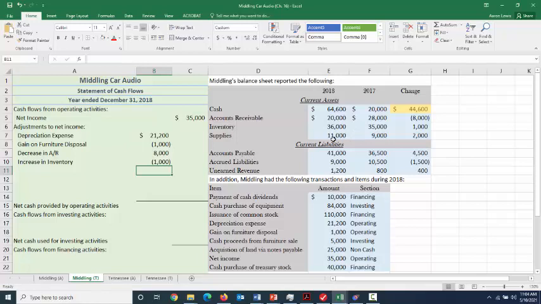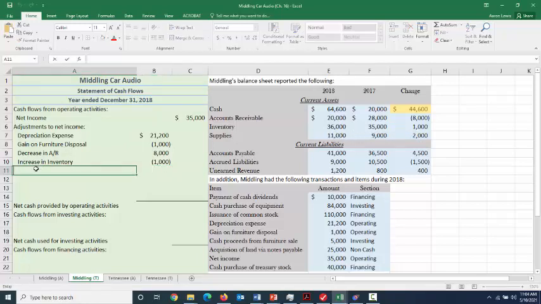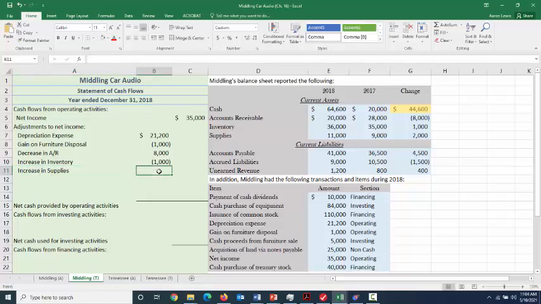And lastly, we had supplies with an increase of $2,000. We must have paid more to buy supplies if we have more supplies on hand, which means that increase in supplies should also be decreasing our cash flow by the same amount, which is $2,000 in this instance.